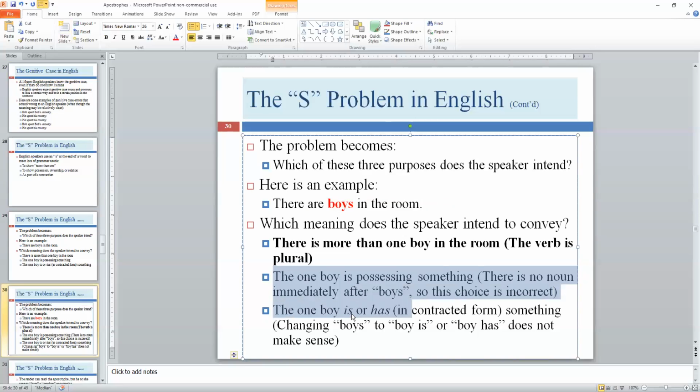Well, let's test it. We know that the apostrophe S as a contraction can be made with either is or has. So let's see. There are boy is in the room. Well, that makes no sense. Let's try has. There are boy has in the room. Well, that doesn't make any sense. So we've ruled out this one, and we've ruled out this one, and we've looked at this one, and this makes sense. So yes, this has got to be the answer. So this is the journey. We know the three ways. We evaluate each one and see which one works.